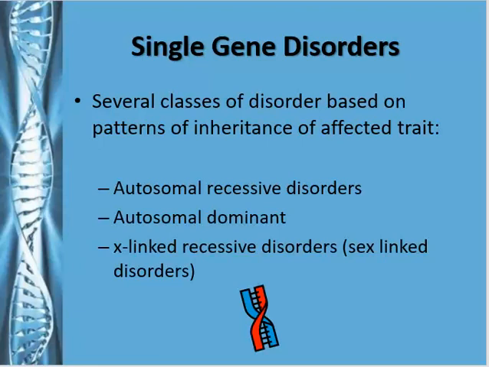Okay, we're going to continue with genetic disorders. The simplest ones to understand are the single gene disorders. This is when a problem with a single gene causes a disease or a disorder. They can be grouped in a couple of different ways: autosomal recessive disorders, autosomal dominant disorders, or X-linked recessive disorders. So there's the sex-linked disorders.